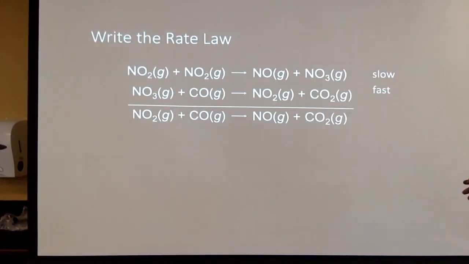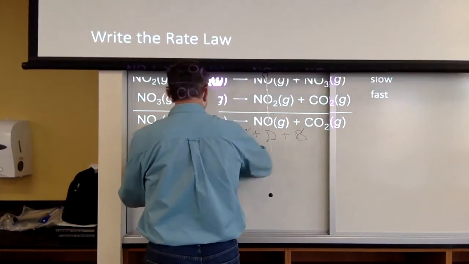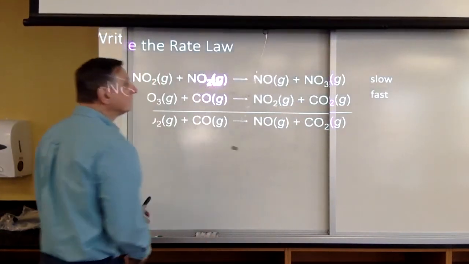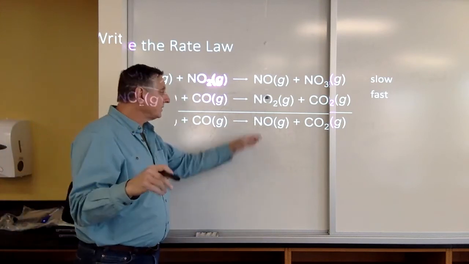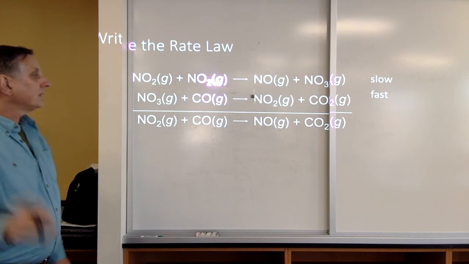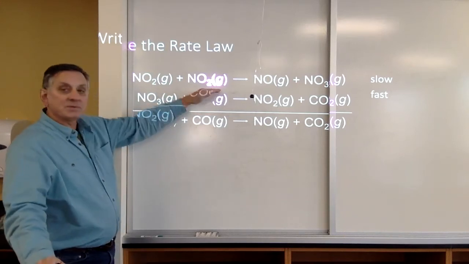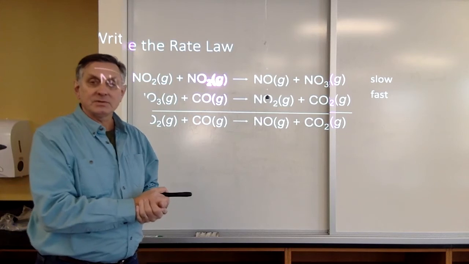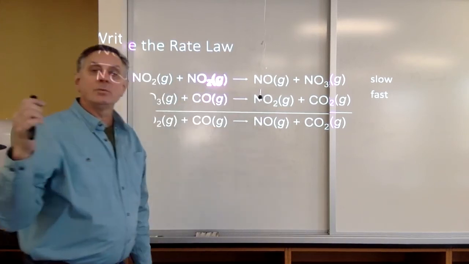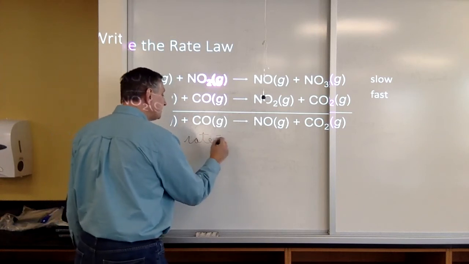Given this information, you can write the rate law. So here we have the overall reaction. We never write the rate law on the basis of the overall reaction. What we can do, however, is write the rate law for the slow step of the mechanism. The first step is the slow step. That's what they tell us here. You can't have an overall reaction go any faster than the slowest step. So if this is the slow step, we can write the rate law on the basis of the reactants for that slow step.